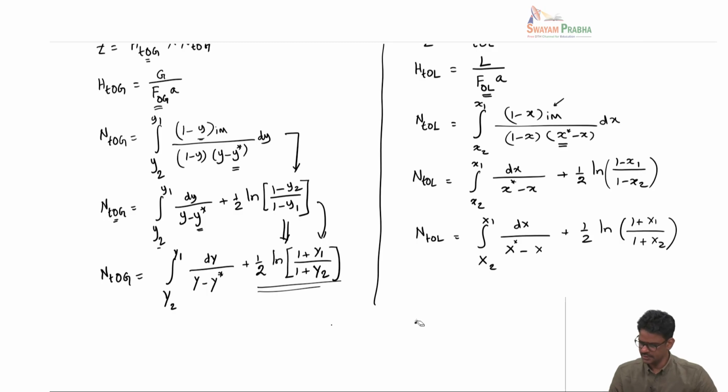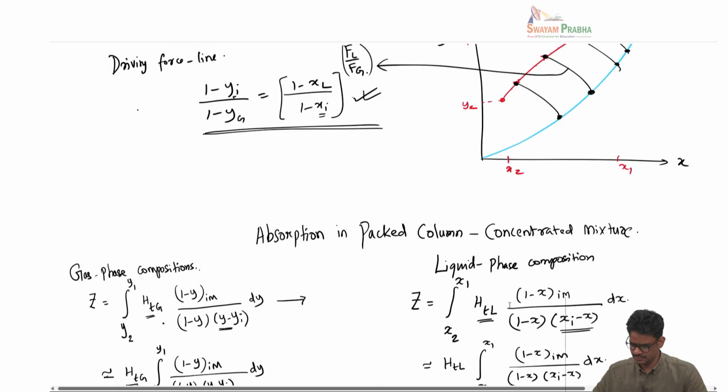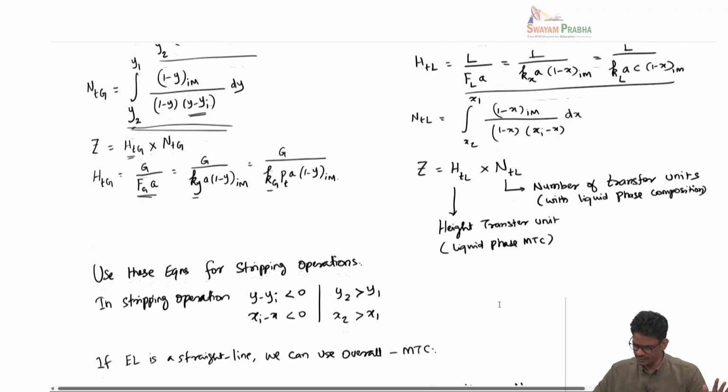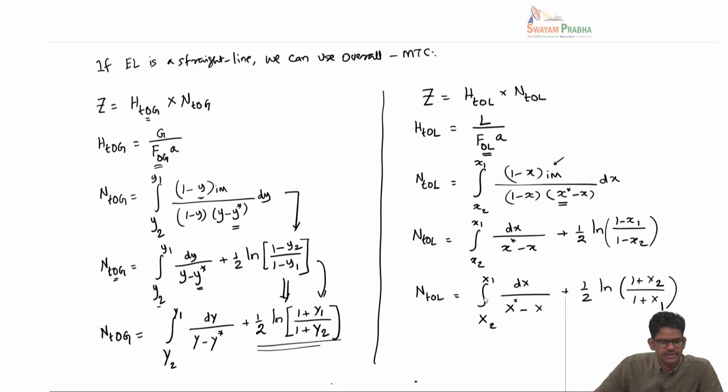So here similarly I would have 1 plus x2 by 1 plus x1. Okay, is it right now? Oh, okay. So now I'm using the mole ratio, so it should be fine. Yeah. Okay. So here I have written only the expression for NTOG. I'm going to now show the expression for HTOG.